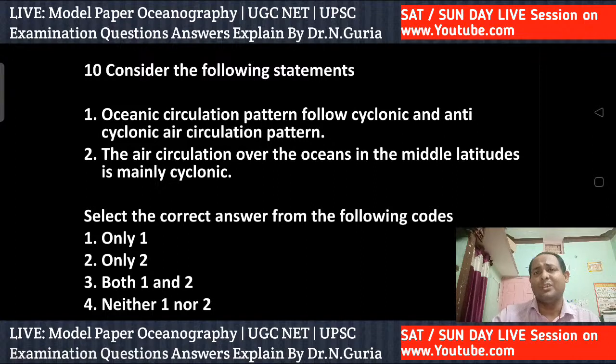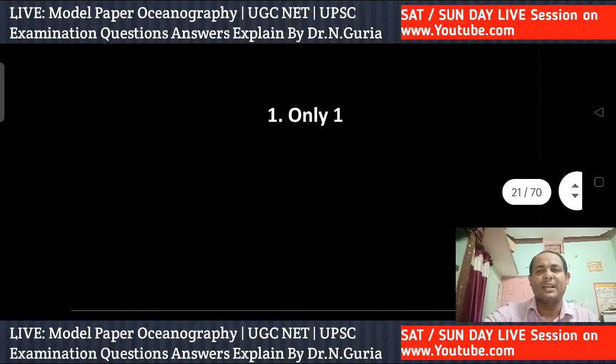The oceanic circulation pattern also corresponds with the same, and at higher latitudes when the wind flow is mostly cyclonic, the oceanic circulation flows in this pattern. In regions of pronounced monsoon flow, the monsoon winds influence the current movements. So definitely only 1 is the correct answer. Only 1 is the correct answer.